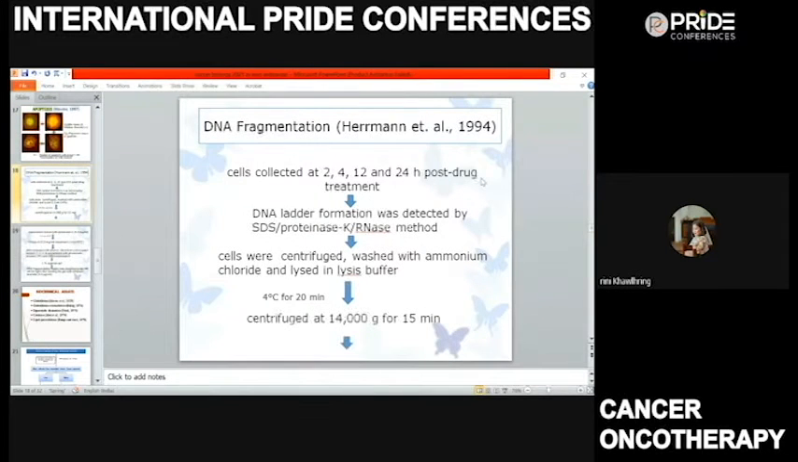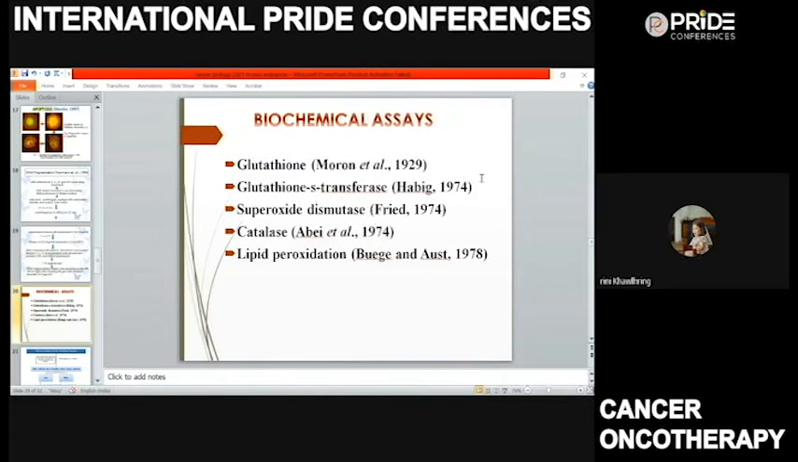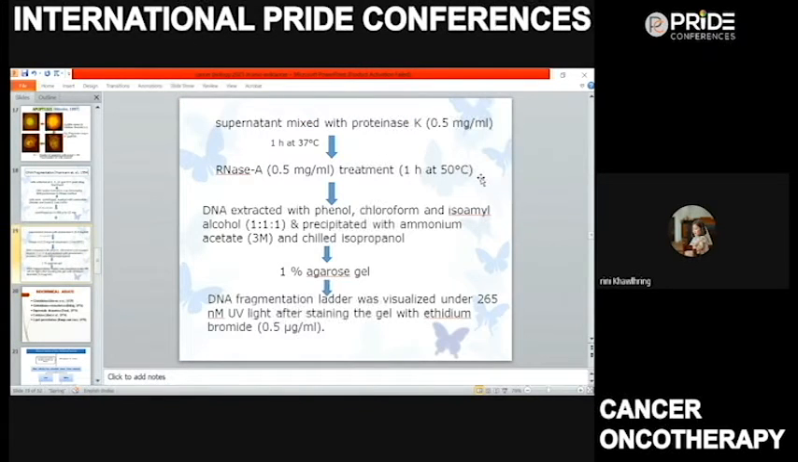The next assay is the DNA fragmentation assay. This assay is a hallmark of apoptosis, so it is to further confirm that the extract causes apoptosis in the cancer cells. I don't think I should go through all this procedure. The DNA fragmentation was visualized under 265 nanometers UV light after staining the gel with ethidium bromide.